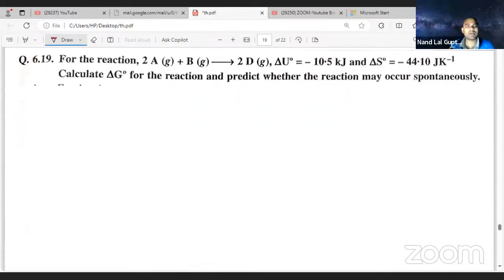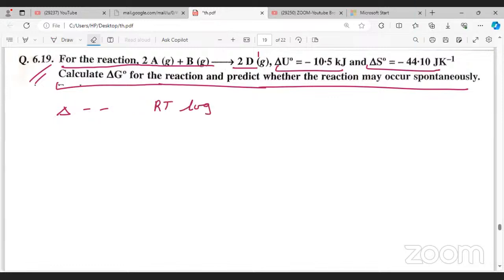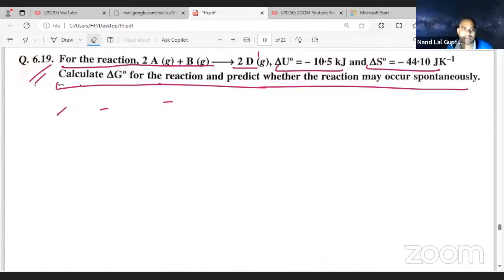Question number 19. For the reaction 2A plus B giving 2D, delta U is this one, delta S is this one. Calculate delta G naught for the reaction, predict whether the reaction will be spontaneous or non-spontaneous. So delta G is equal to minus 2.303 RT log Kc, or this one? No, you cannot use this, because it should be in relation to H and S. Delta G naught is equal to delta H naught minus T delta S naught. What temperature they have given is standard temperature.